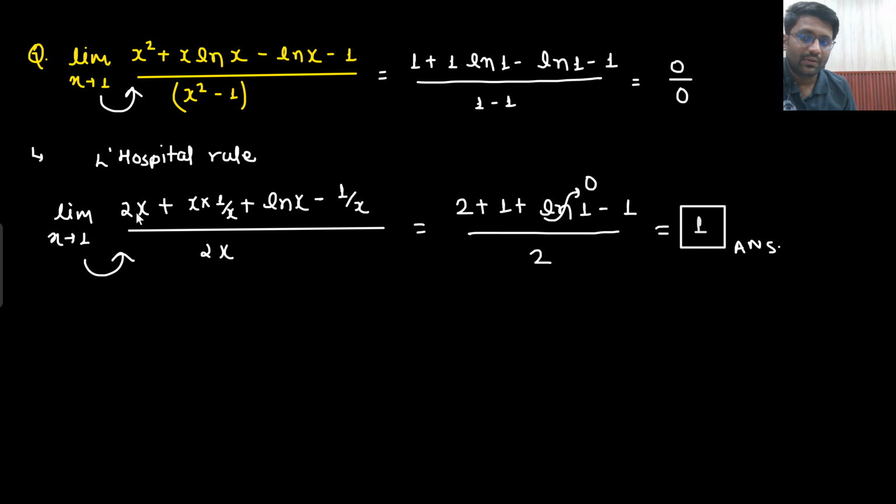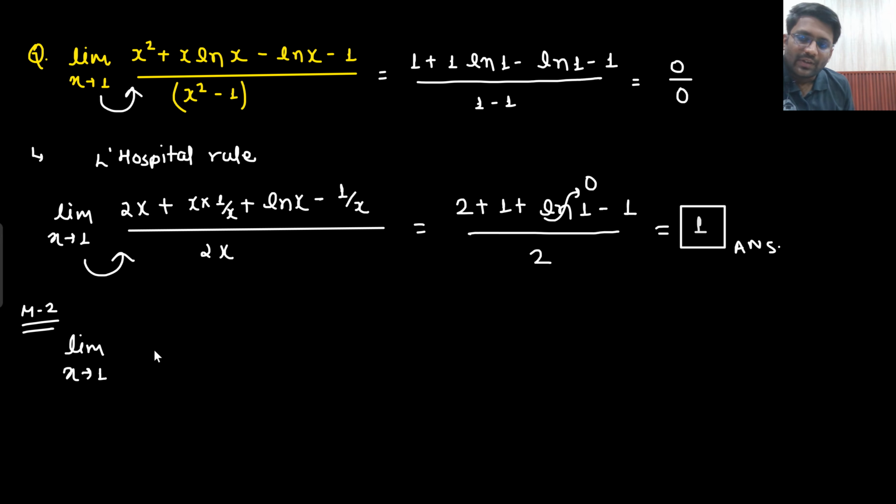You can put the value, no? 2 into 1 is 2, plus x into 1 by x is 1 only. So 2 plus 1, 3. 3 plus ln 1 is 0. Minus 1 by x will become minus 1. So 3 minus 1 is 2. 2 divided by 2 is 1. That's the answer. Okay, or what could be method 2? I can take some common factor here, no? I don't know whether it will work or not, so let's try doing it.